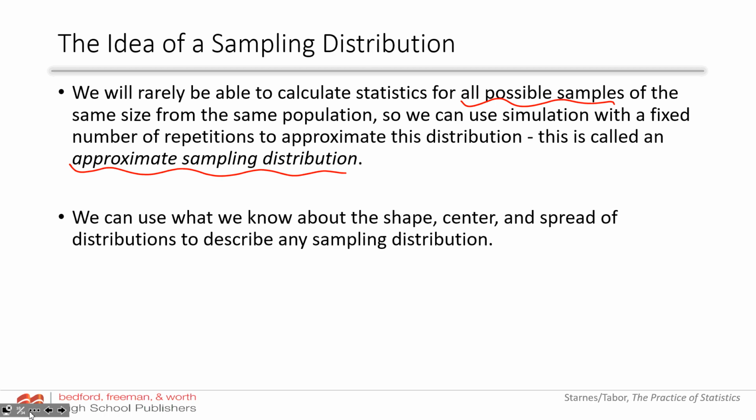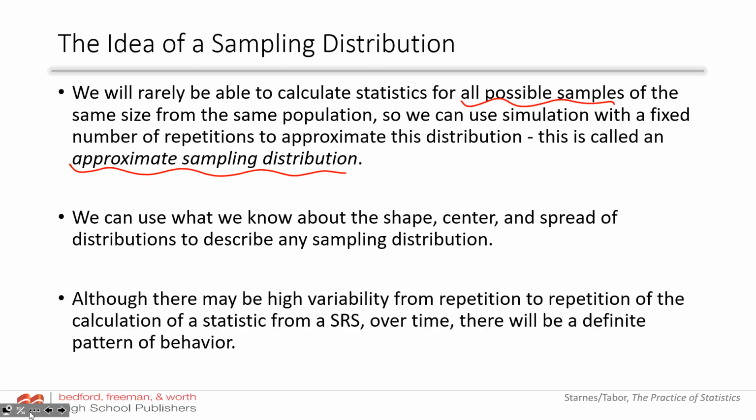Once we have that sampling distribution, we can use what we know about SOCS: shape, center, spread. You're going to need to be able to describe a sampling distribution. More to come on that.